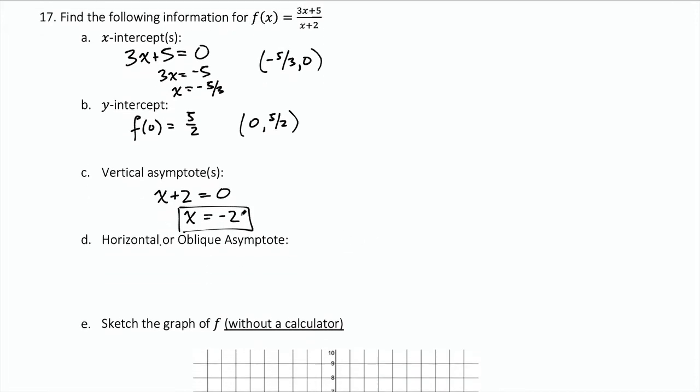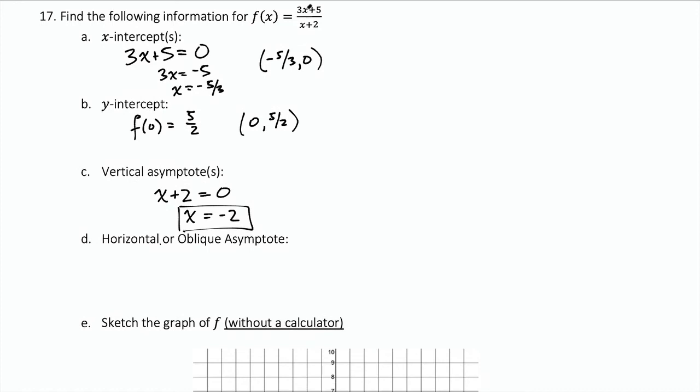Horizontal or oblique asymptotes come from comparing the degrees of the numerator and denominator. They have the same degree here, which means that our horizontal asymptote is just the ratio of the leading coefficients. y equals 3 on top and 1 on bottom. So y equals 3 is our horizontal asymptote.